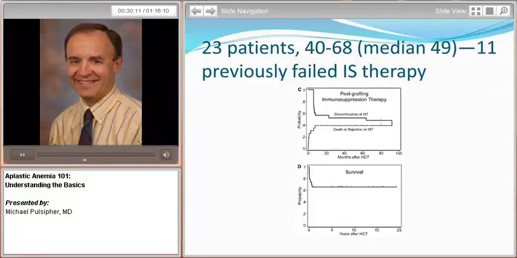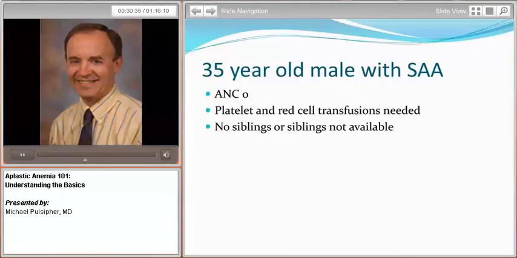Because a number of those patients could respond to immune suppression and not have that 30 to 35% risk of a fatal complication, almost always we would recommend upfront immune suppressive therapy for these older patients, even if they do have a sibling. And then if they fail their immune suppression, they would go to transplant. Many of the patients doing it that way can be safer.